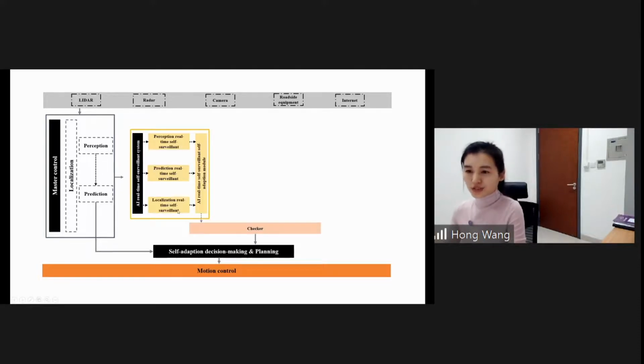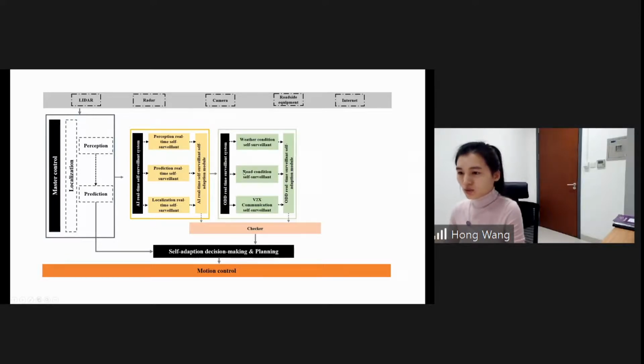The first unit of this system is called the AI, Artificial Intelligent Real-Time Self-Surveillance and Self-Adaptive System. This part can monitor the health state of the perception, prediction, localization, these kinds of artificial intelligent algorithms, and try to make the safe decision. So this is the first part, to monitor the artificial intelligence. I think this is the most important in this system.